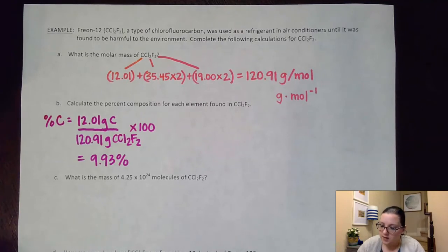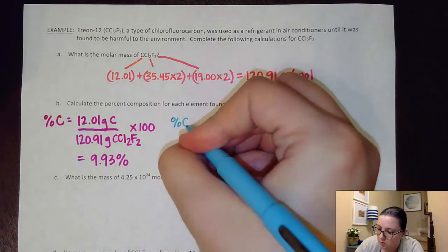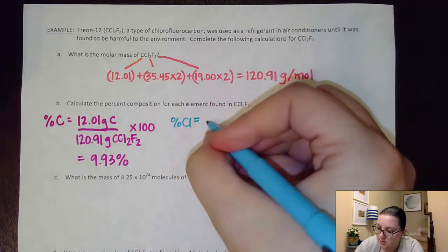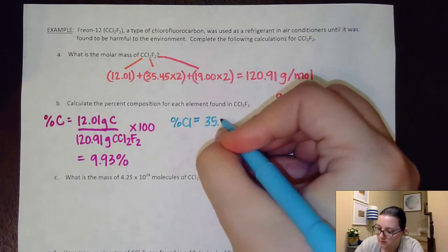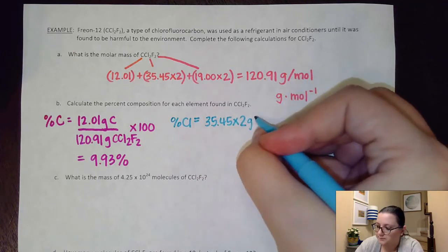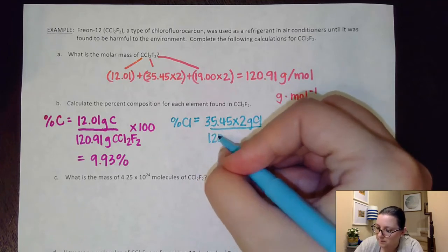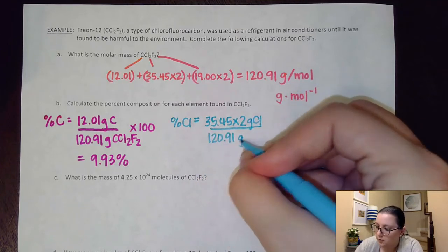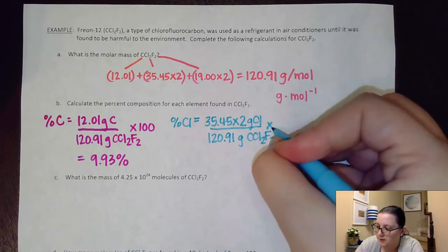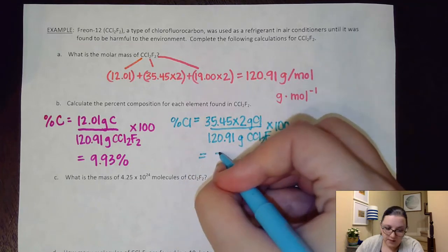All right, so then next substance in there was the chlorine. So to calculate the percent of chlorine, I have to be careful because there were 2 chlorines in there. So I need to make sure that I do the 35.45 times 2 for the grams of chlorine inside of the total of 120.91 grams of the whole compound. And of course, times by 100 to get into percent. This gets an answer of 58.64%.